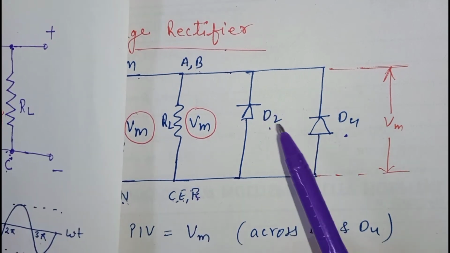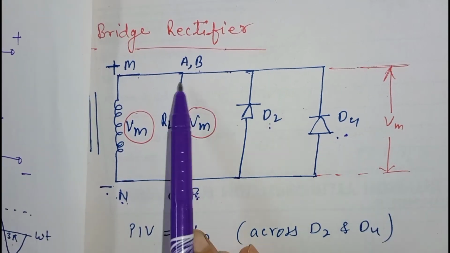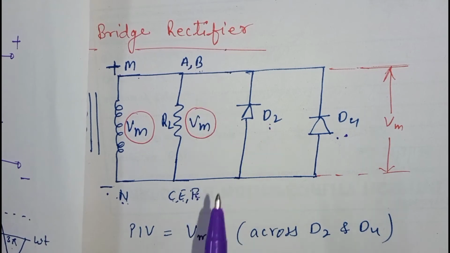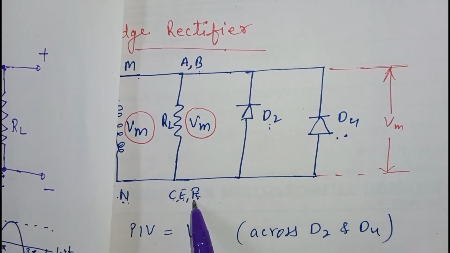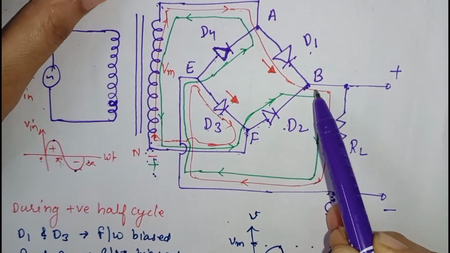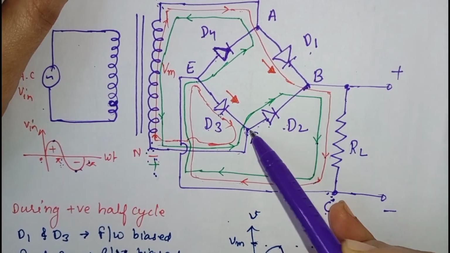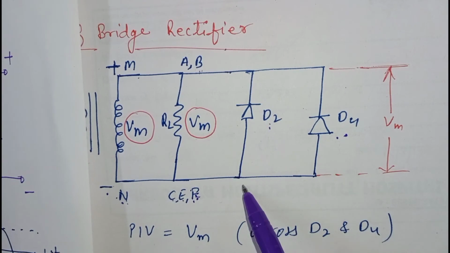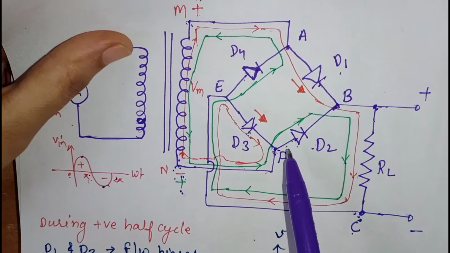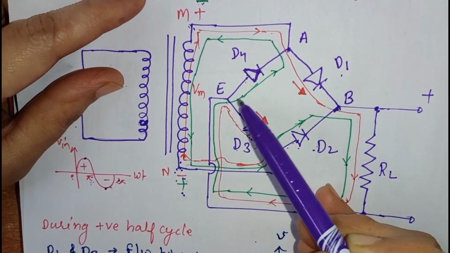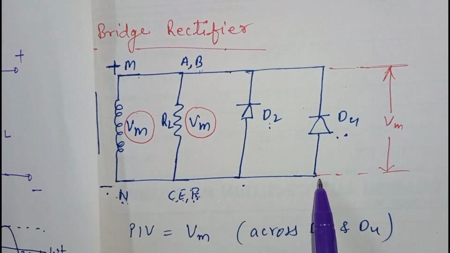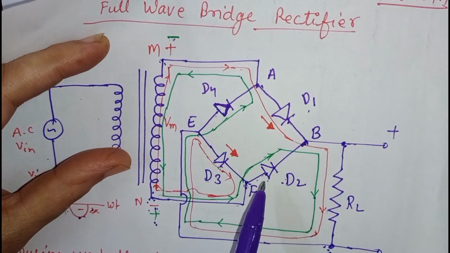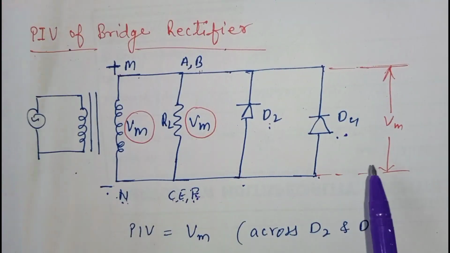Now the diodes D2 and D4. D2 is connected from node B to F. Look here, it is connected from node B to F. And also D4 is connected from E to A. So it is also connected from E to A. We can see the direction is also the same here.